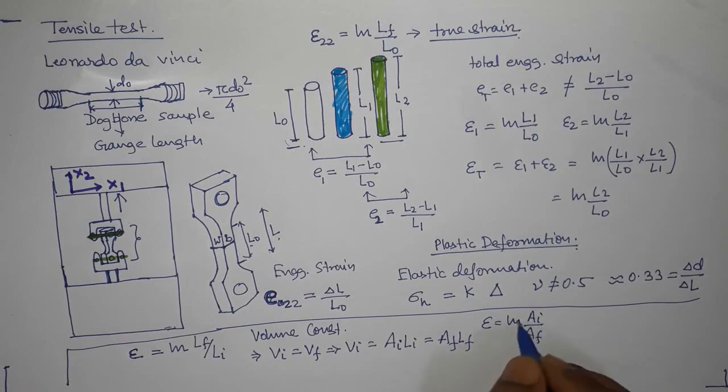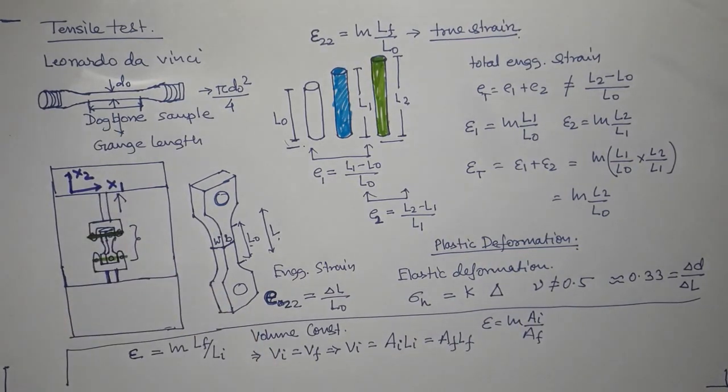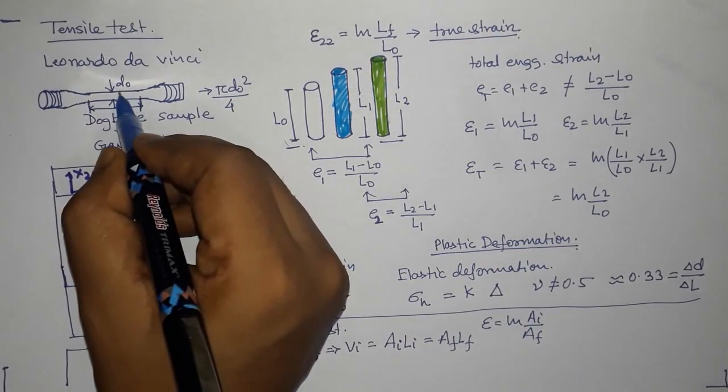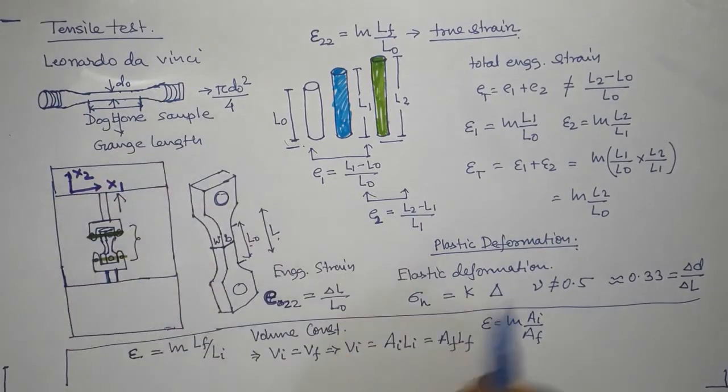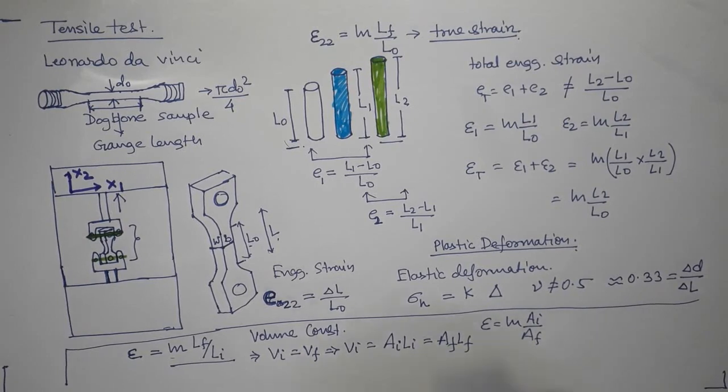So we can calculate this true strain by measuring the diameter also. You can take measurements at different locations and find the true strain at different locations, right? That can be done. So now let me break this expression, or let me go to the next page and we can do it there.